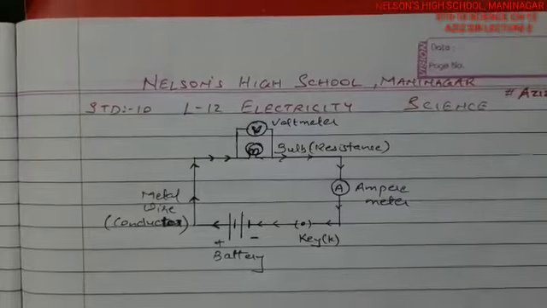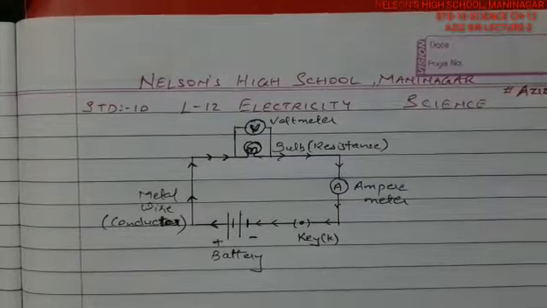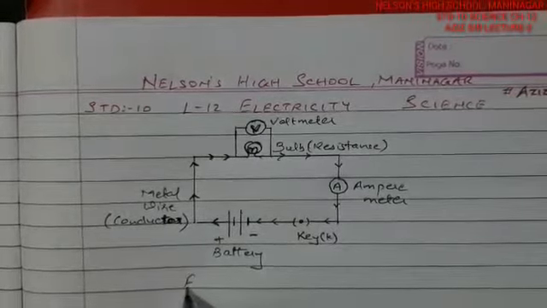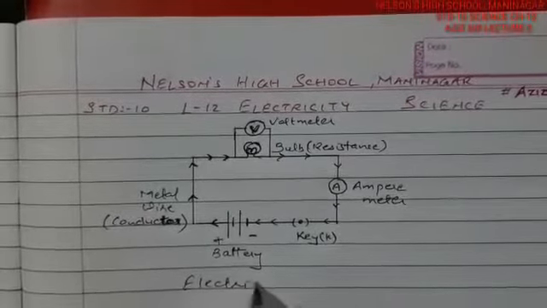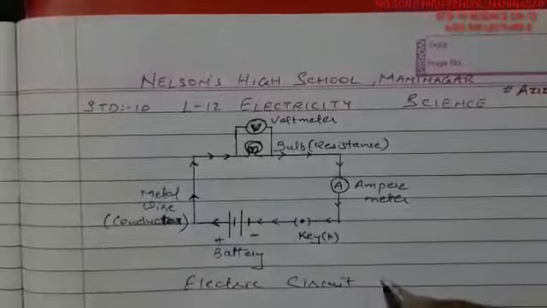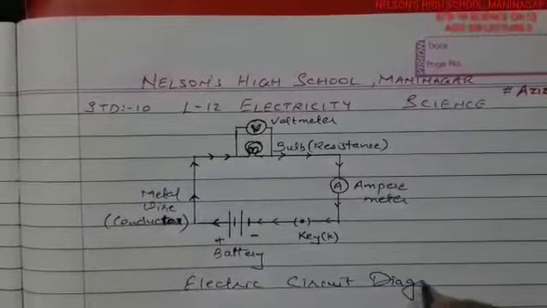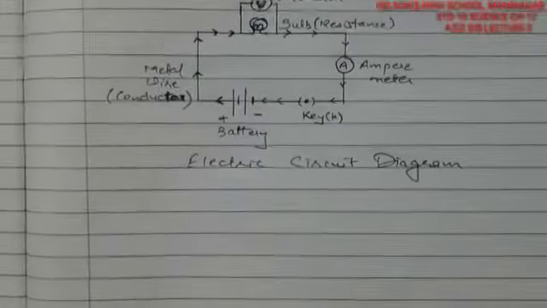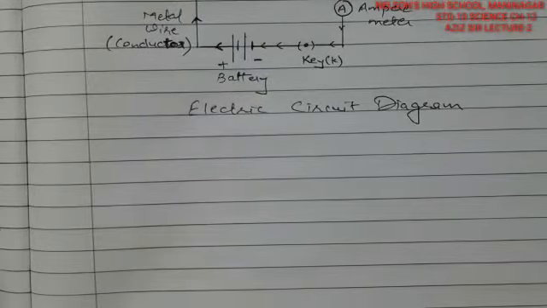Fine. There is a sum after this. This is called an electric circuit diagram. Fine. So this is how we need to make it. A systematic circuit diagram.